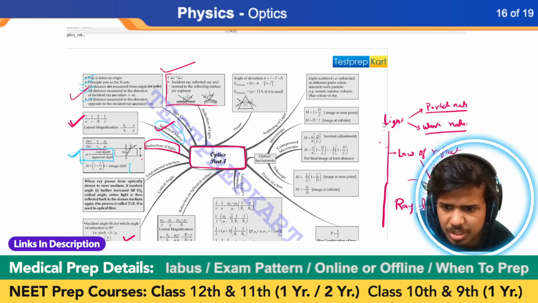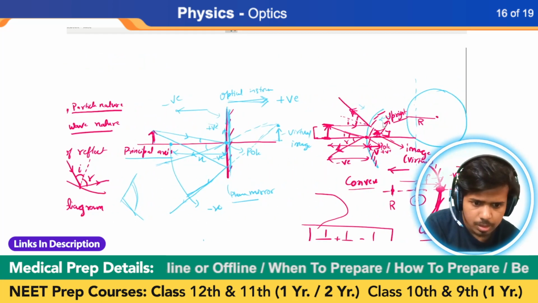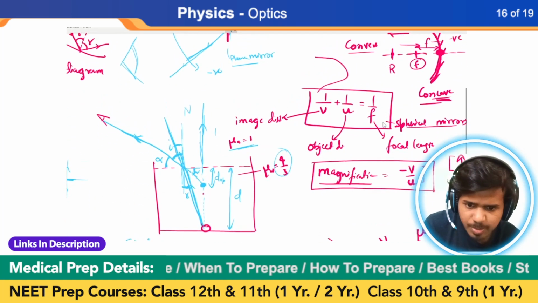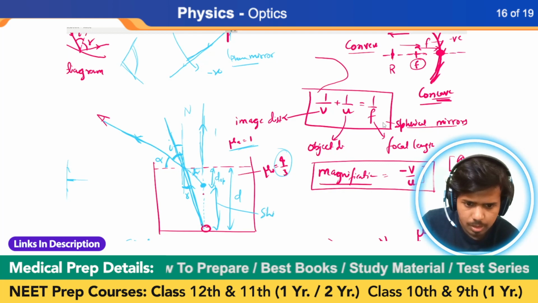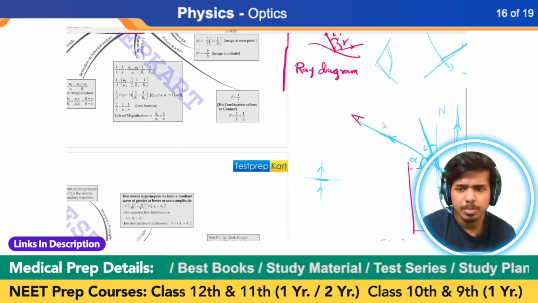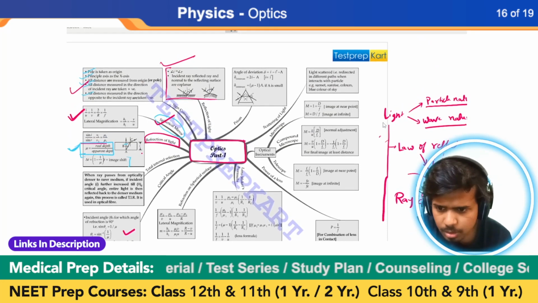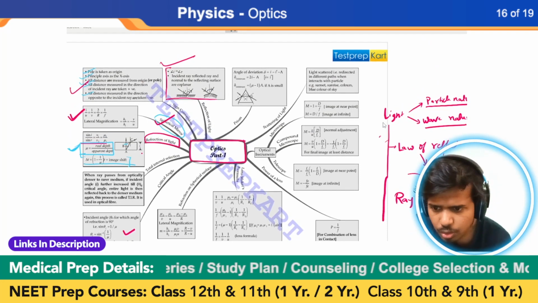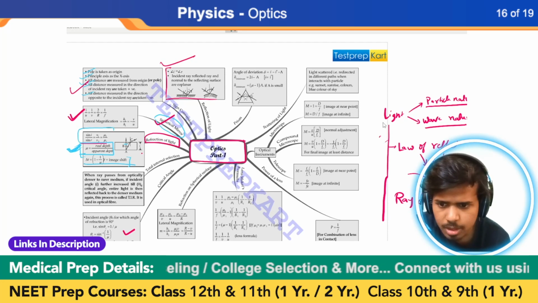Now, image shift. What is this image shift? That is the apparent depth. This is basically the image shift, right? This you can also calculate, basically d minus d apparent, nothing else. So you just have to remember this one, and this is the basic Snell's law. This is very important.